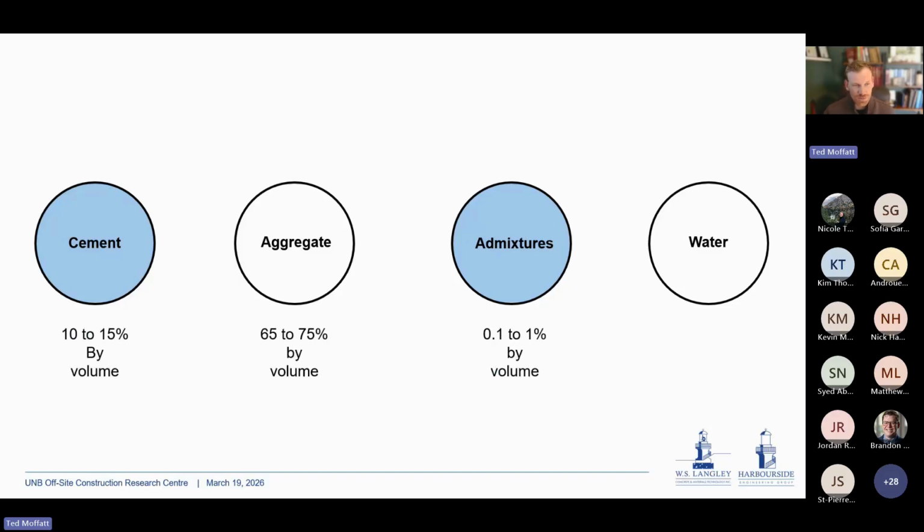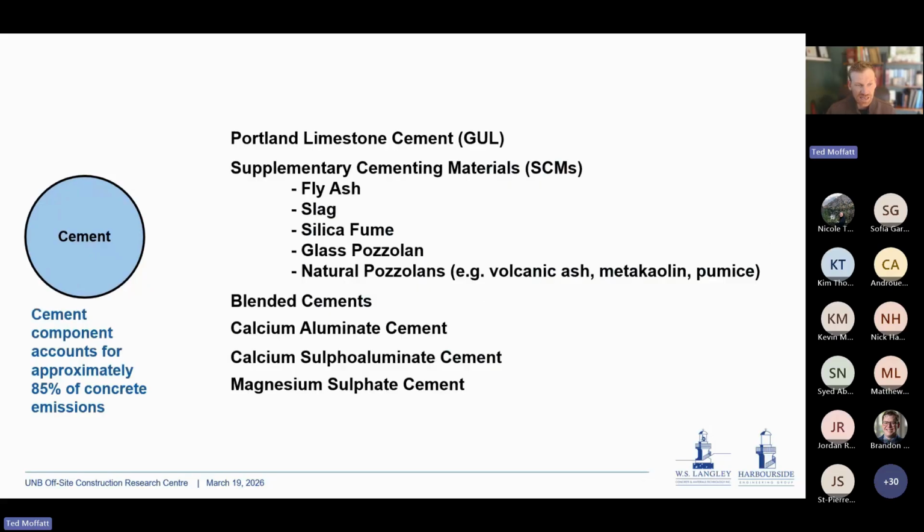Now, by volume, cement is fairly small compared to aggregate. I mean, obviously your admixture volume is very small, but even though cement only accounts for 10 to 15% by volume of a given mix, it accounts for approximately 85% of concrete emissions for a cubic meter of concrete. So if we can find ways to optimize the cement component, then we can significantly drop the emissions in a cubic meter of concrete.